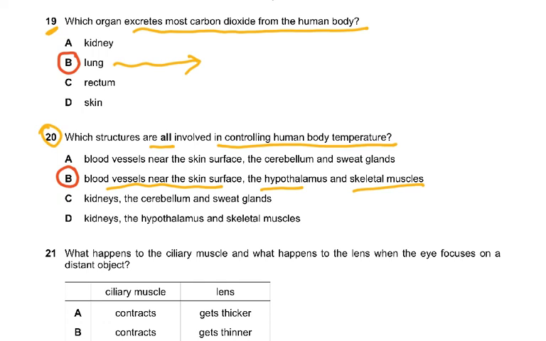So when you enter a cold room, it's the skeletal muscles shivering, hypothalamus, thermoreceptors, blood vessels near the skin, vasodilation and vasoconstriction. If you enter a hot room, vasodilation. If you enter a cold room, vasoconstriction. So that is why the answer was B.